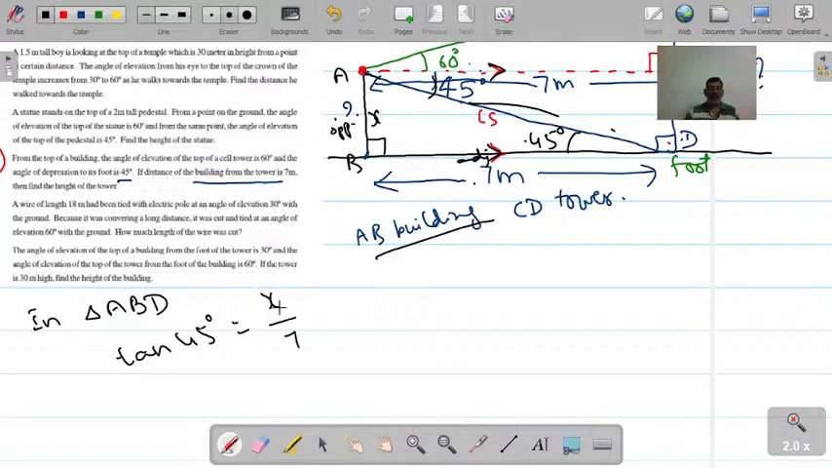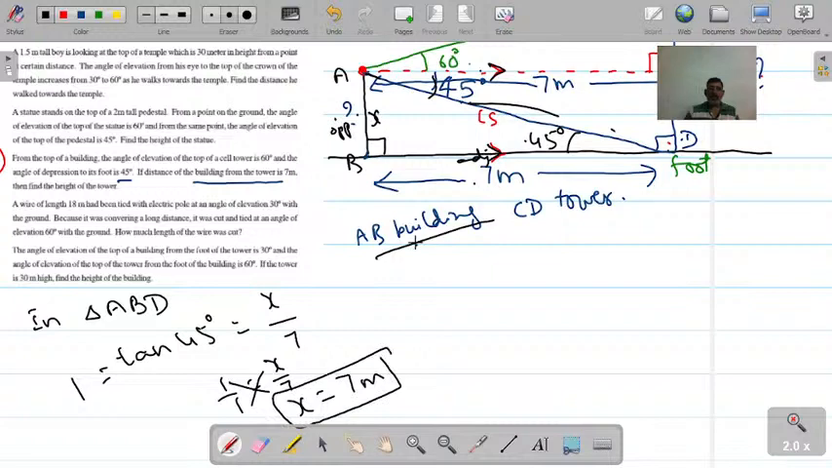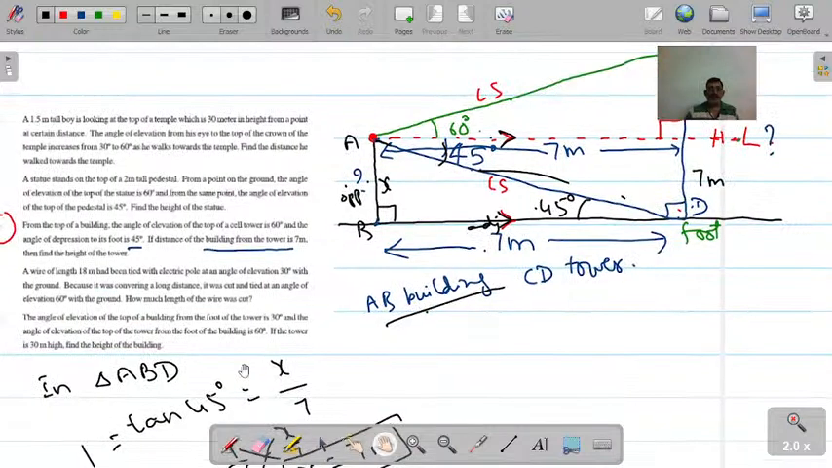Now we know that the value of tan 45 is 1. So 1 by 1 is equal to x by 7. Go for cross multiplication, so you can get the height of the building. Okay, this is 7 meters. Now further you just consider this as some y. This point I am taking as some E, and this is 7. So this total is the height of the tower.